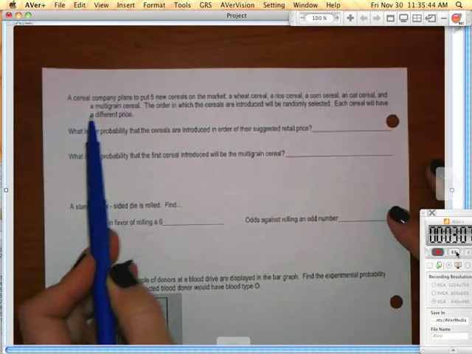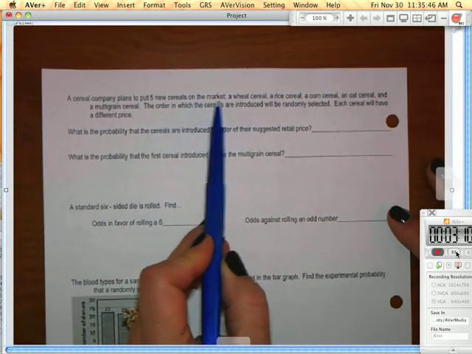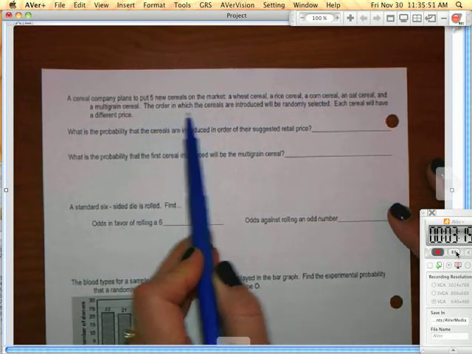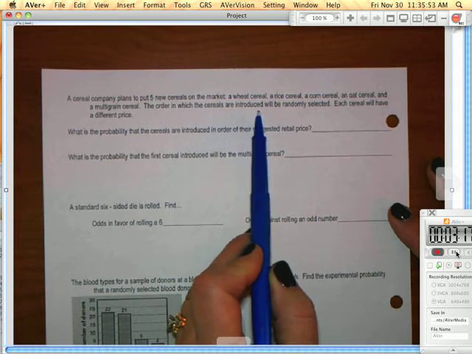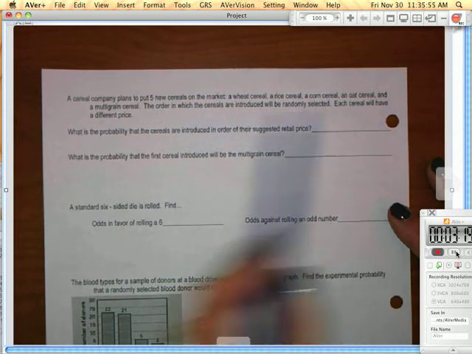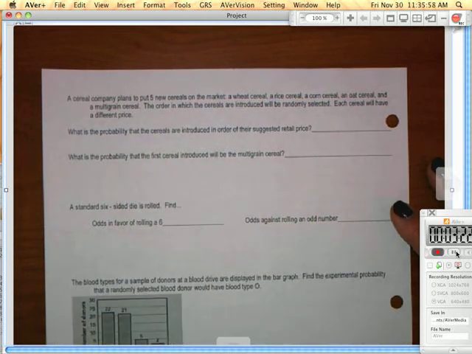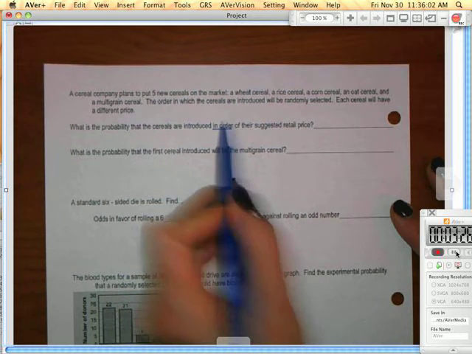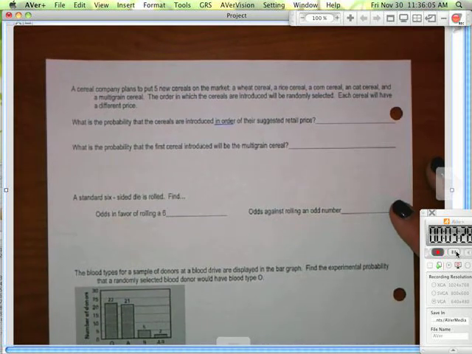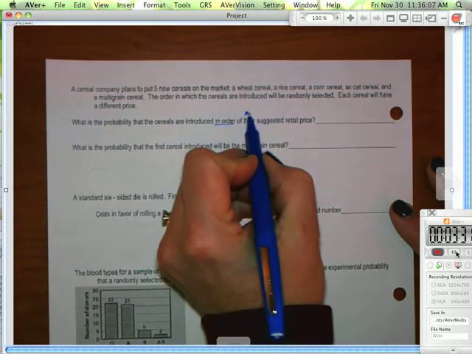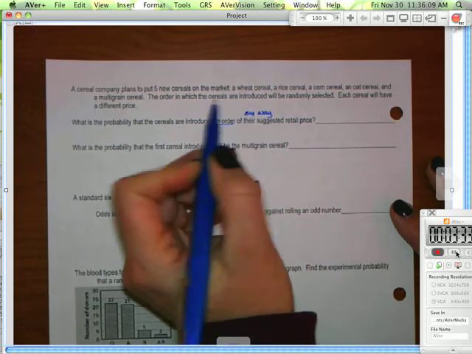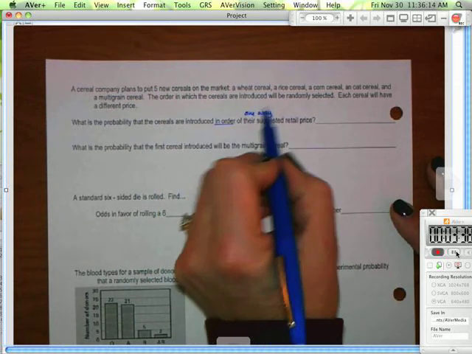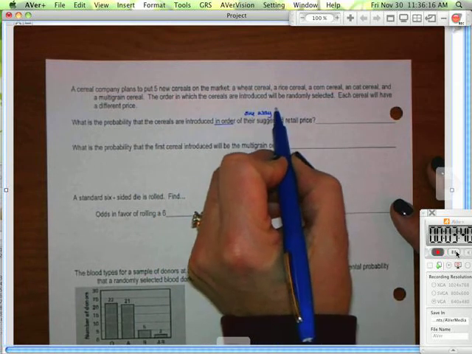It says a cereal company plans to put 5 new cereals on the market: wheat, rice, corn, oat, and multigrain. The order in which the cereals are introduced will be randomly selected. Okay, so each cereal will have a different price. All right, so what is the probability that the cereals are introduced in order of their suggested retail price? Now that means that there's only one way this could happen. Like they start with the most expensive and go down, or vice versa, the least expensive and go up. There's only one way that could happen.